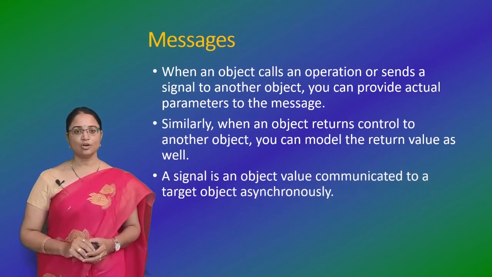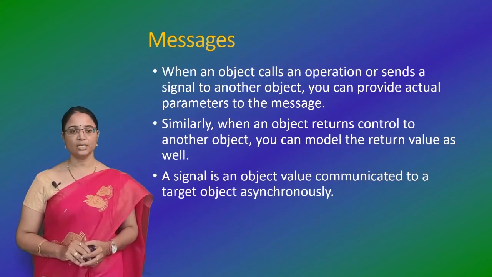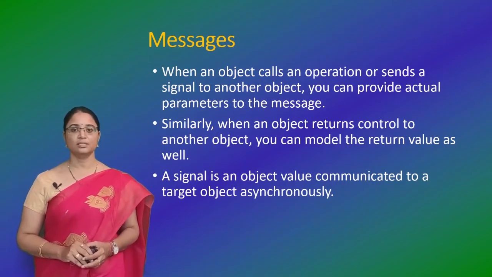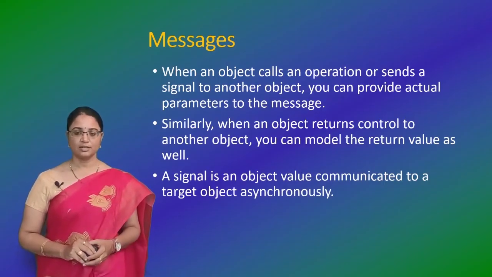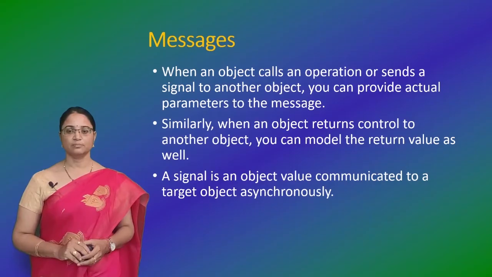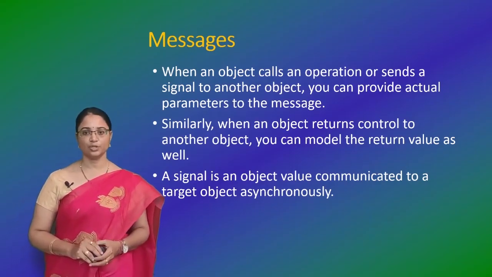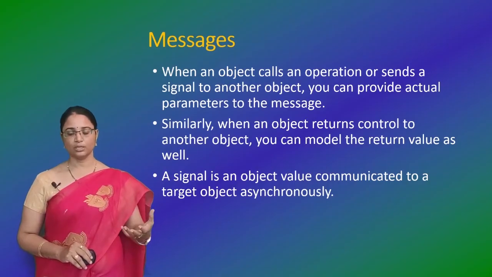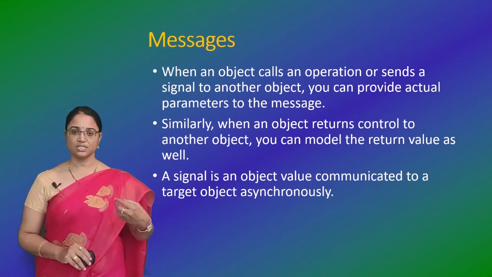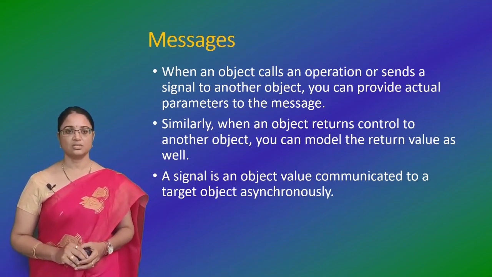A signal is an object value communicated to a target object asynchronously. Asynchronously means that if there is no mutual understanding between the sender and the receiver, then that communication is an asynchronous communication. The sender sends the message, but doesn't think about whether the receiver is receiving the message or not. He just goes on to the next message. This is nothing but asynchronous messages.